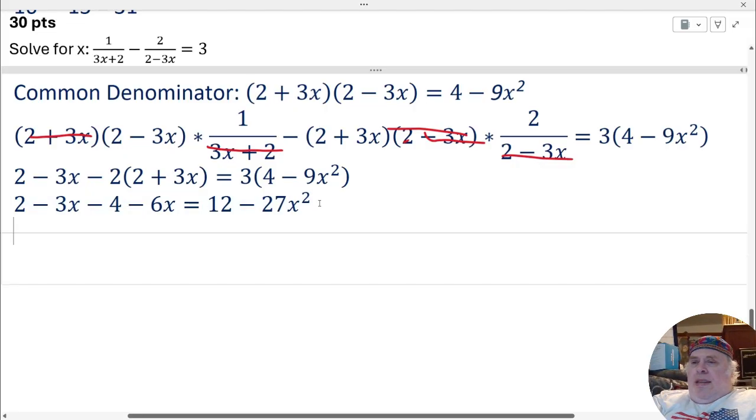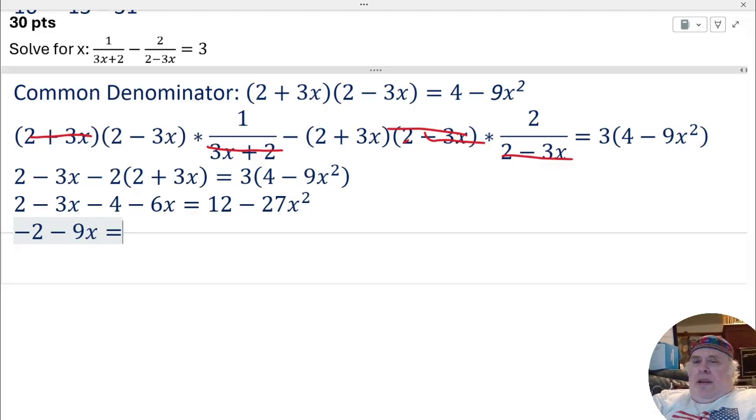So the next step is going to be to combine like terms. 2 minus 4 is negative 2. Minus 3x minus 6x is minus 9x. And that's going to equal 12 minus 27x squared.